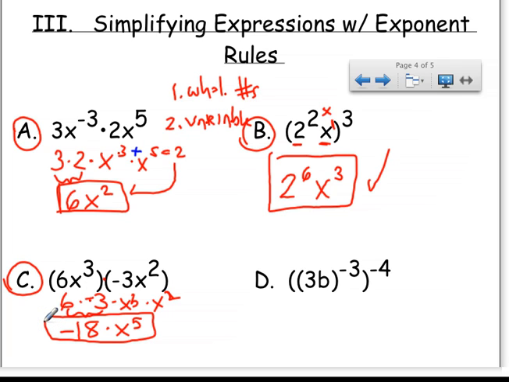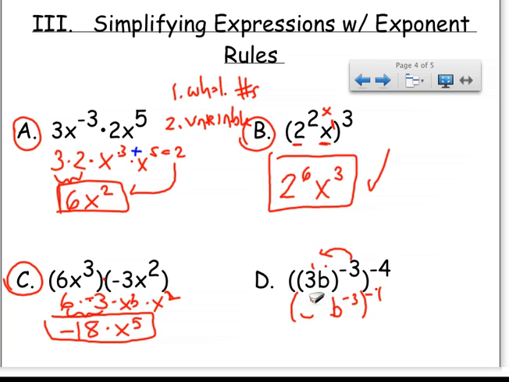The next one, which says 3b to the negative third raised to the negative fourth, is actually a multi-step problem. First, you're going to distribute the exponent to the numbers inside. So we're going to raise 3 to the first and b to the first to the negative third power. And if you do that, 3 to the first raised to the negative third is really 1 times negative 3. That would be 3 to the negative third times b to the negative third, all still raised to the negative fourth power.